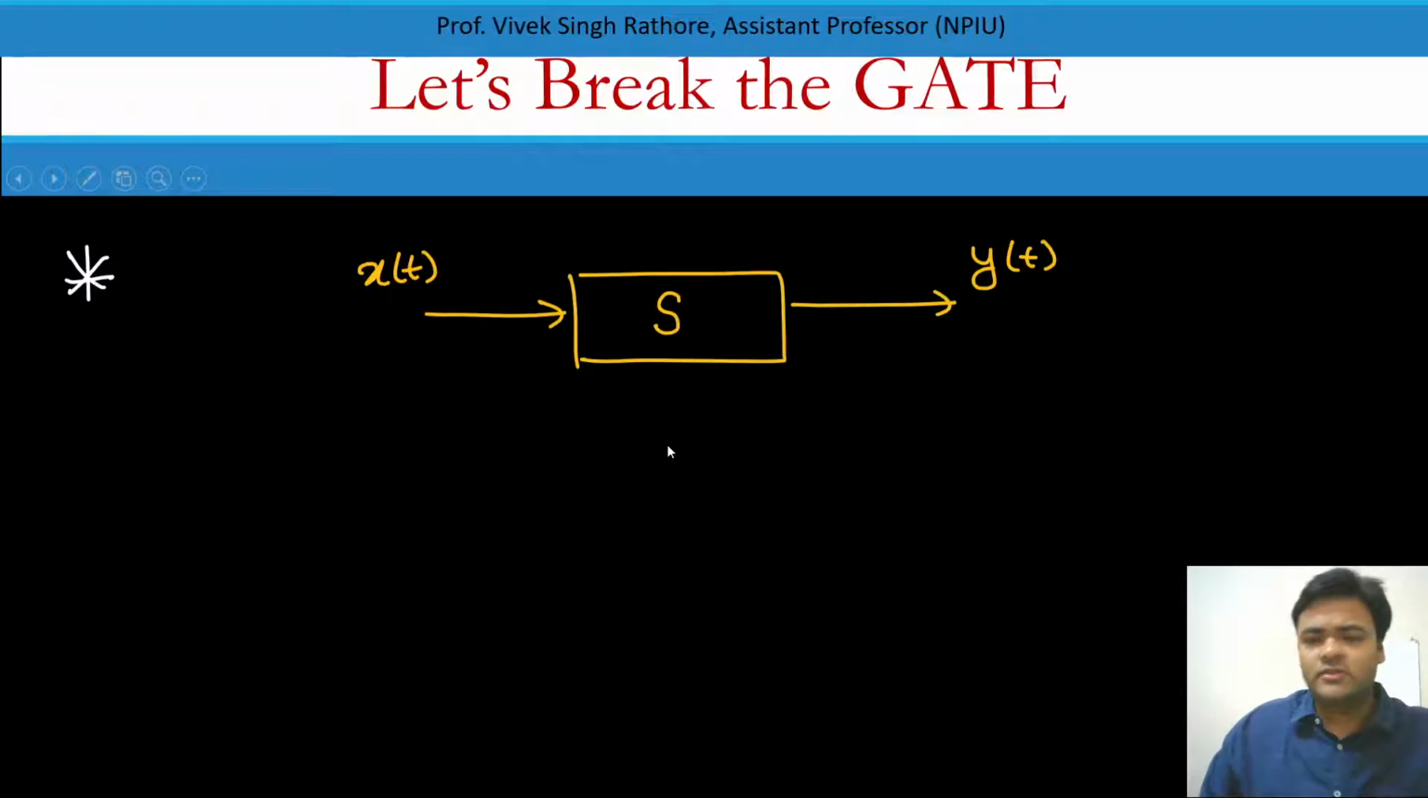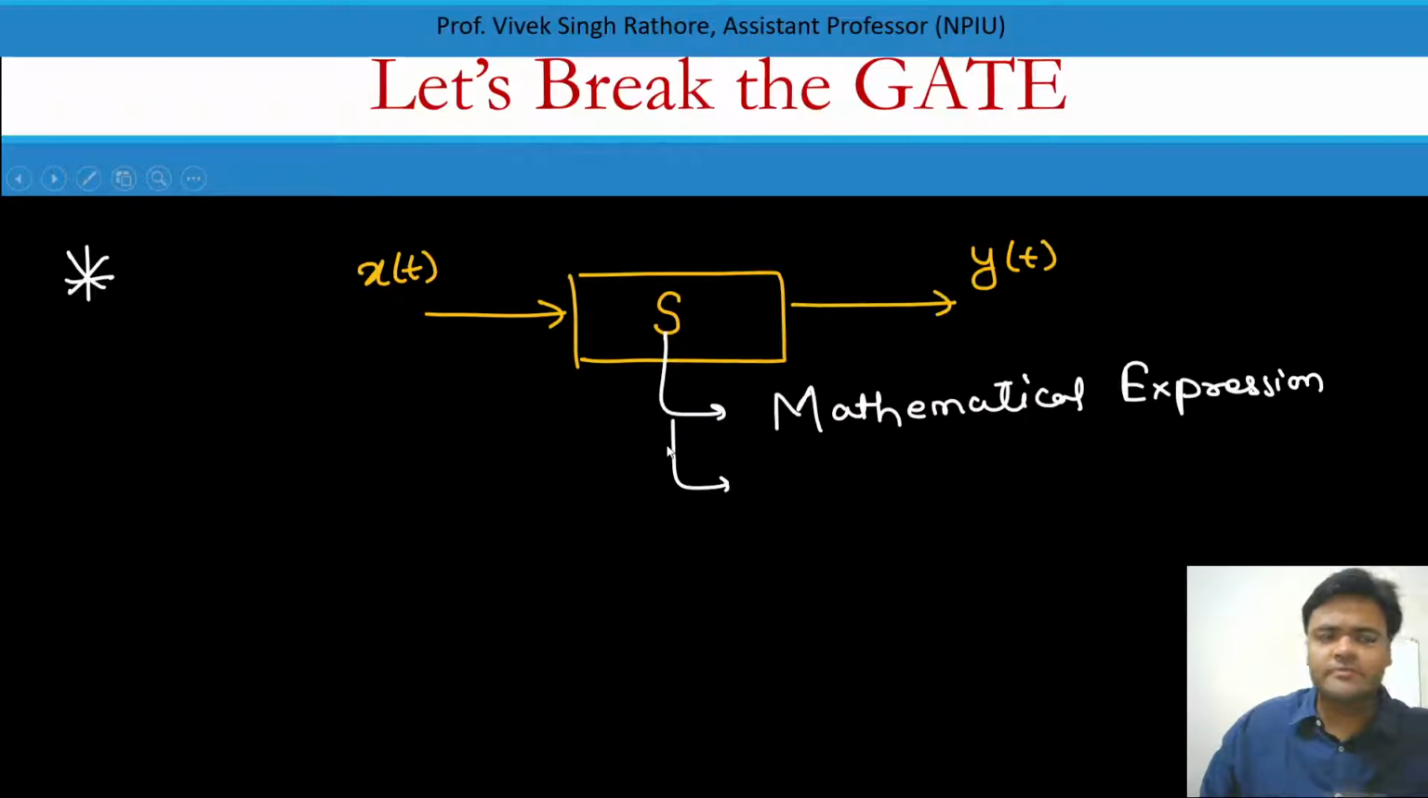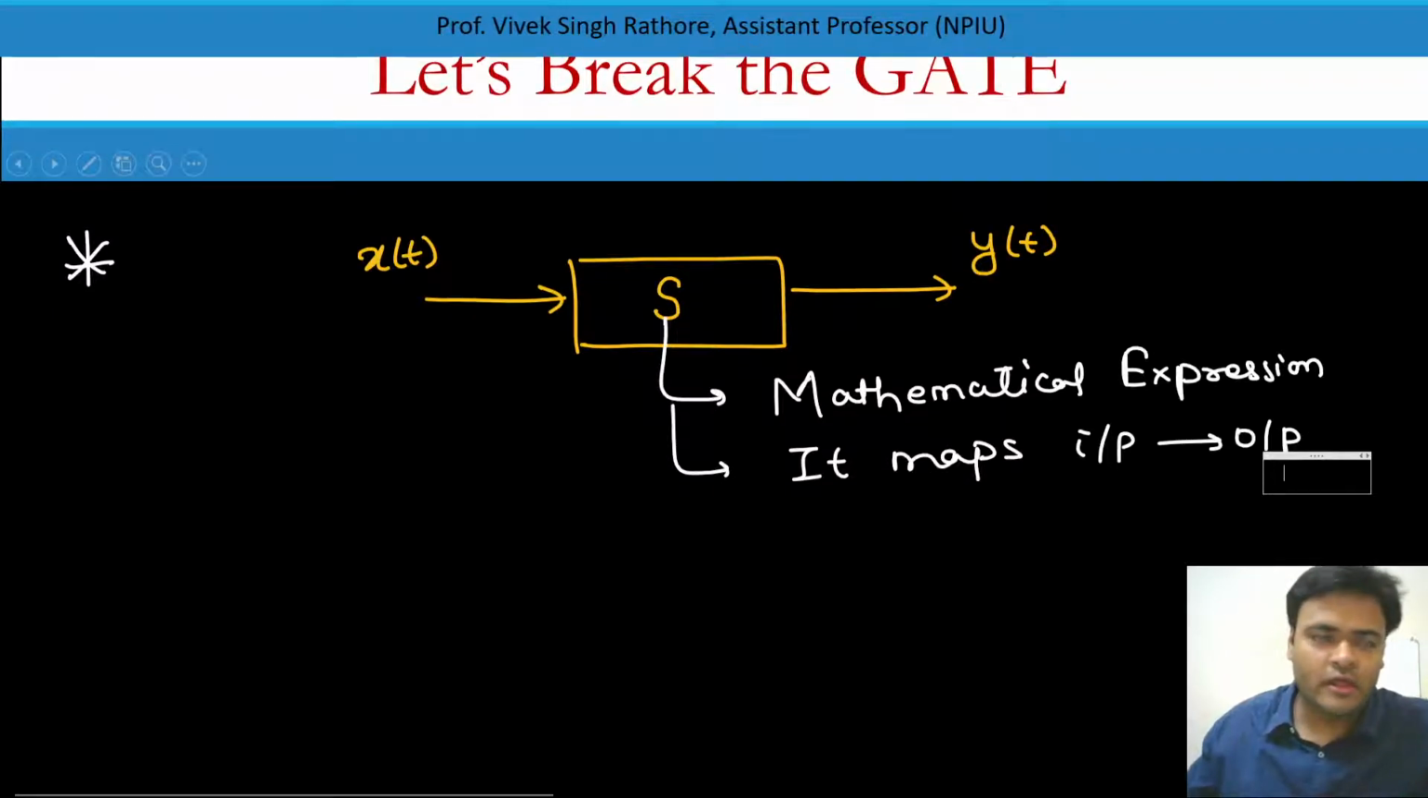So this system, what is it? It is some mathematical entity. You can say a mathematical expression. What it does, it maps input to output. So if a system maps a set of continuous time signals to continuous time output, then that system will be called a continuous time system.